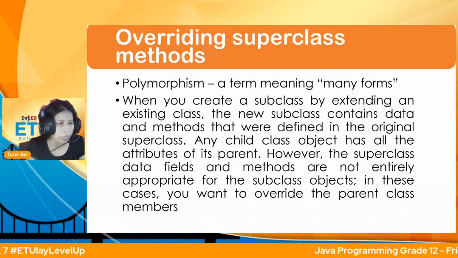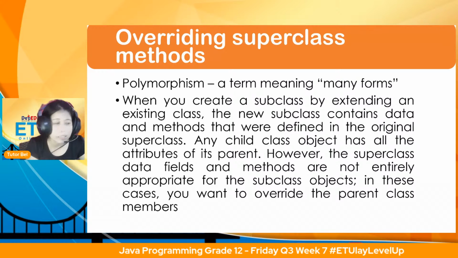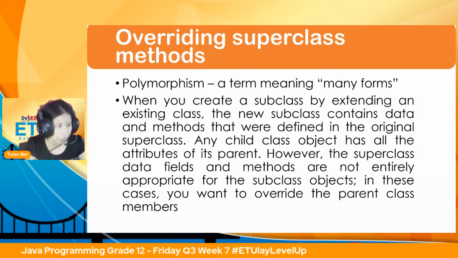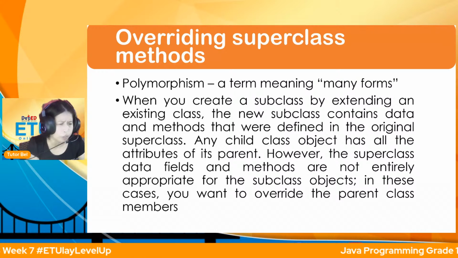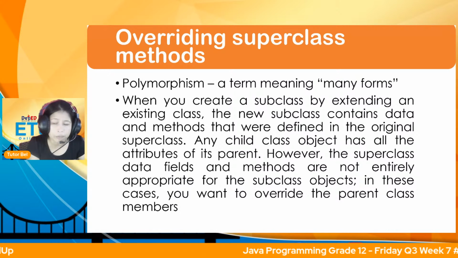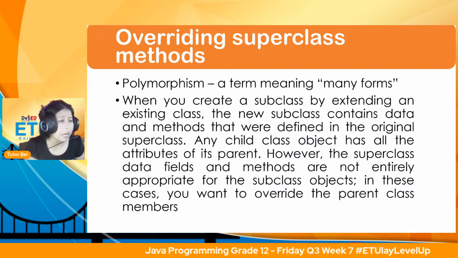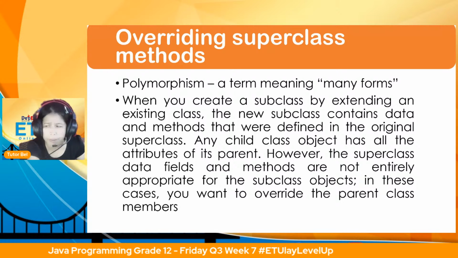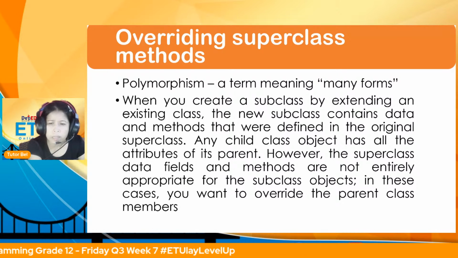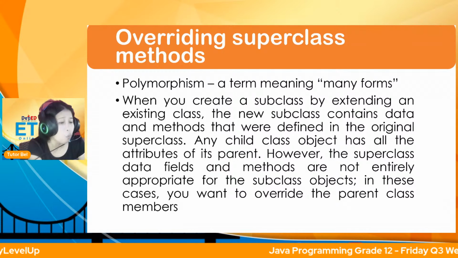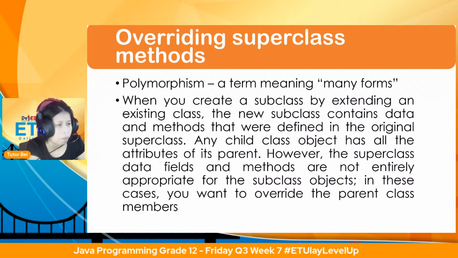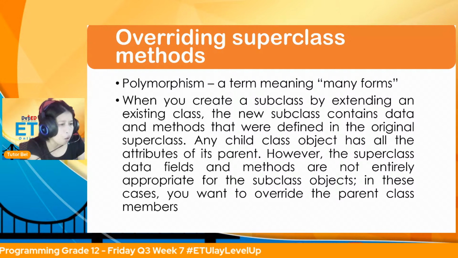But the main theory there is polymorphism. When you create a subclass by extending an existing class, the new subclass contains data and methods that were defined in the original superclass. Any child class object has all the attributes of its parent. However, the superclass data fields and methods are not entirely appropriate for the subclass. Not everything is appropriate for the subclass object. In this case, you want to override the parent class members, and that is possible through polymorphism. Okay?